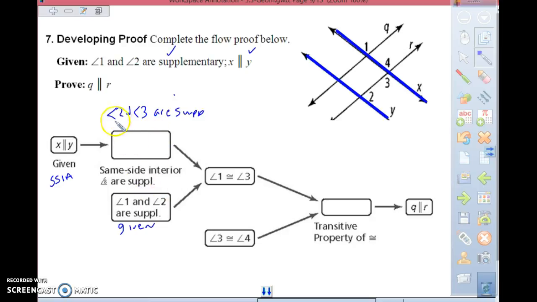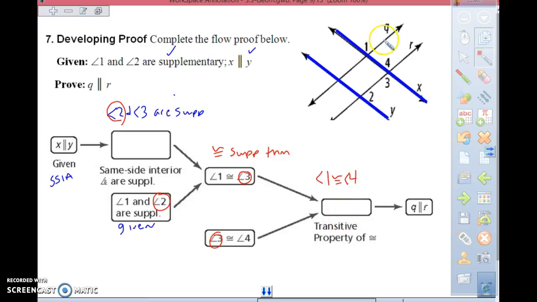Then what we have is that 2 and 3 are supplementary, 1 and 2 are supplementary. So it looks like 3 and 1 are both supplementary to the same angle, then they are congruent. And our reasoning for that would be the congruent supplements theorem. Then it looks like we're going to use transitive property. So if 1 is congruent to 3 and 3 is congruent to 4, we can say 1 is congruent to 4.